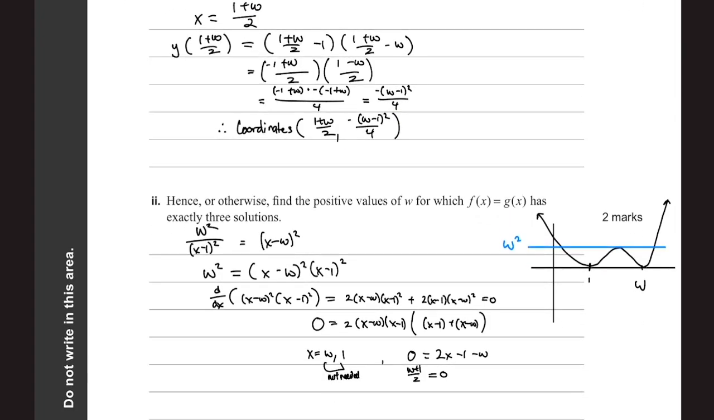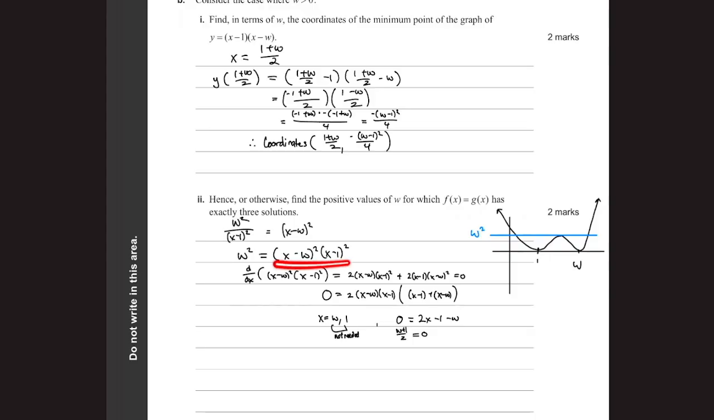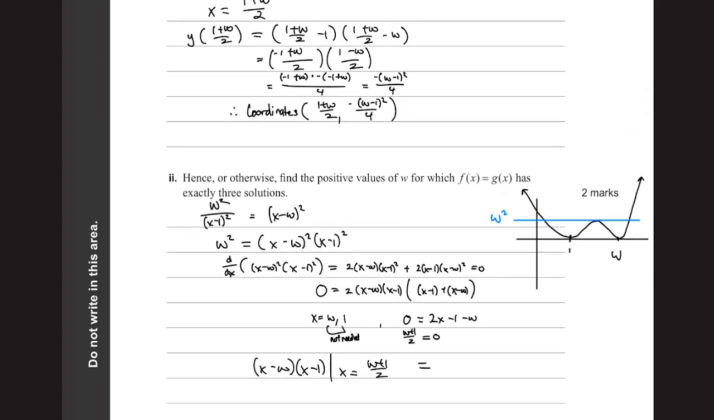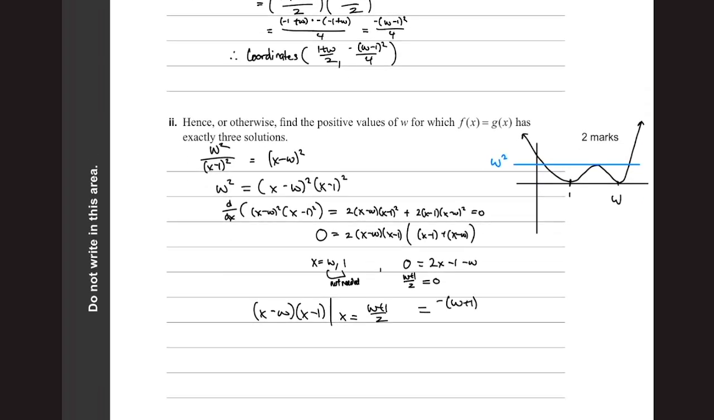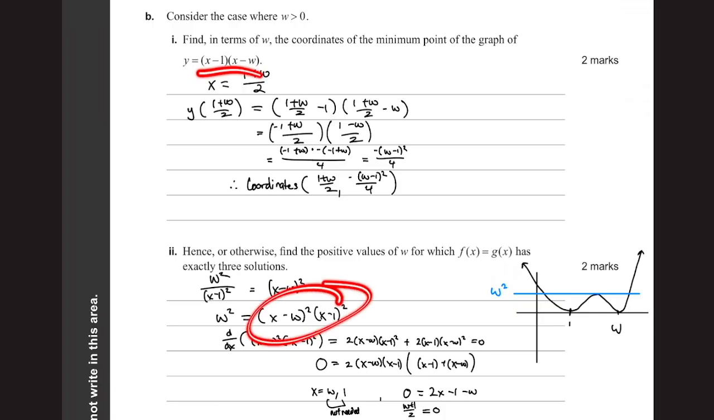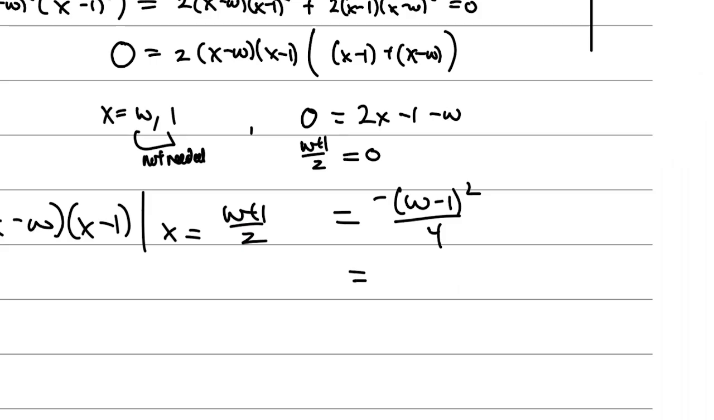So from there, we can sub that into this thing. And so we have (x − w)(x − 1), given x is equal to (w + 1)/2, is going to equal −(w − 1)²/4. But notice that this thing is just this, but squared. So I'm just going to square this final answer. And so that's just going to be (w − 1)⁴/16.